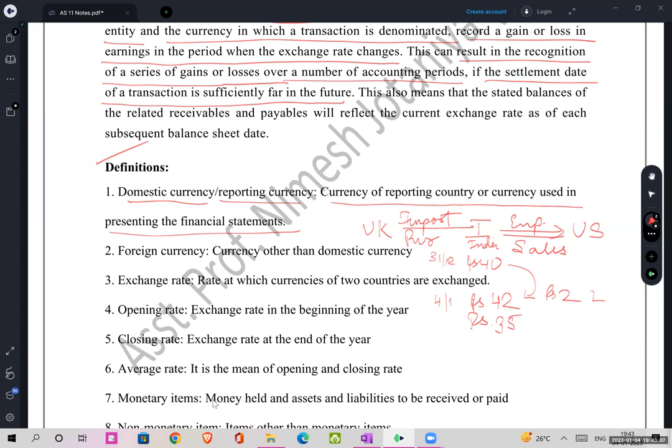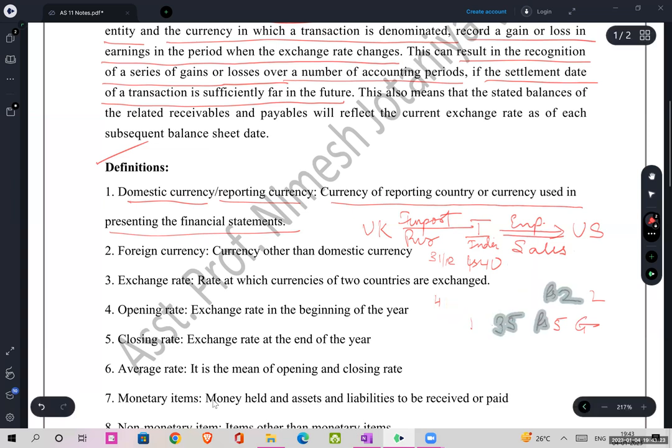So when I am making the payment, I am going to give 35, which is good for me. I will pay 5 rupees less, so it is a gain for me. Okay, so this is the perspective under Accounting Standard 11. I hope this part is clear to everyone, right?